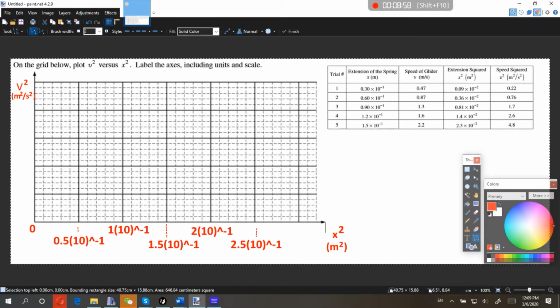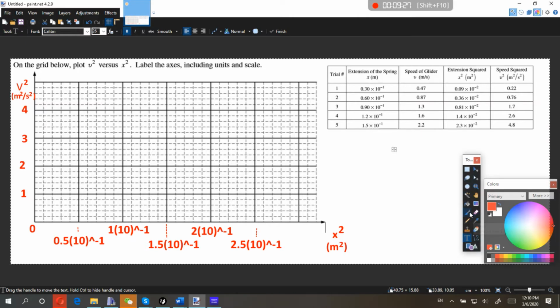What would you use for your scale for v squared? 0 to 5. So isn't it just, I think just 1, 2, 3, 4, 5. Yeah, that's probably fine. So I'm going to label 1, 2, 3, 4, and we'll just understand there's a 5 up top because I don't have any space left. So then we'll graph our points.